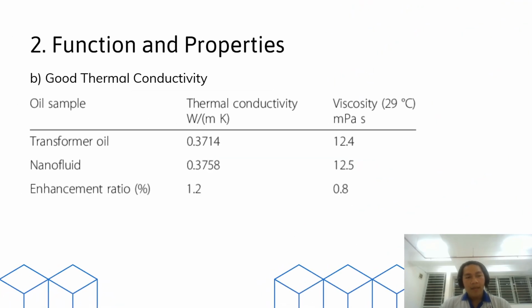B. Good thermal conductivity. You can see the transformer oil's thermal conductivity is 0.3714 watt per meter kelvin, and the viscosity at 29 degrees Celsius is 12.4 millipascal.